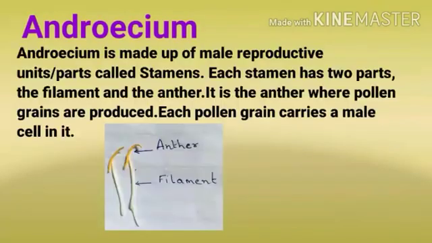pollination. Androecium. Androecium is made up of male reproductive units or parts called stamens. Each stamen has 2 parts, the filament and the anther. It is the anther where pollen grains are produced, and these pollen grains are yellow powder. Each pollen grain carries a male cell in it.